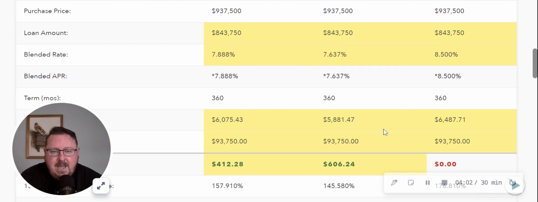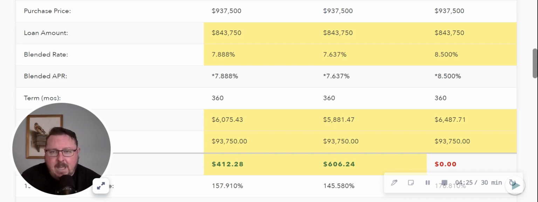Okay. And you can see if I scroll down just a little bit that our monthly payment differs. Obviously, the jumbo is going to be the highest monthly payment at $6,487. The best scenario in this example, if we were going to buy a 937,500 property, would be to use that 70% first, 20% second, and a 10% down payment. That would give us the lowest monthly payment going forward.